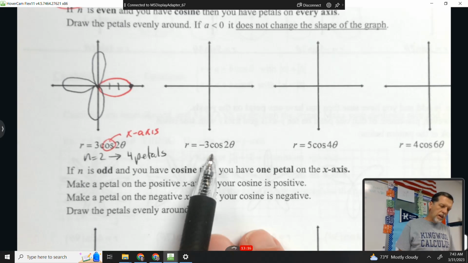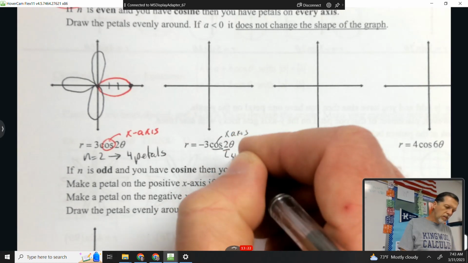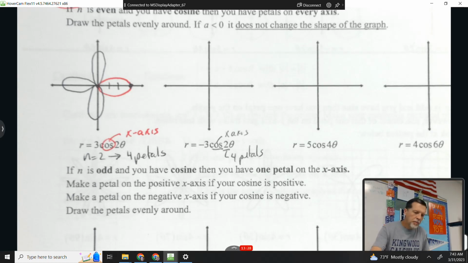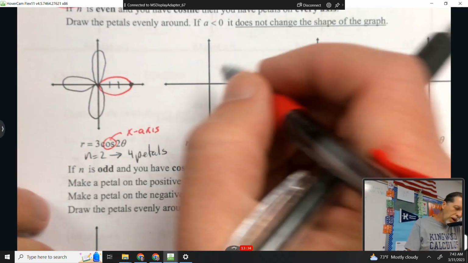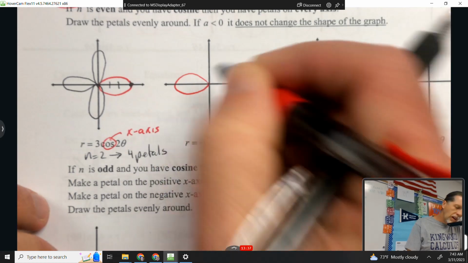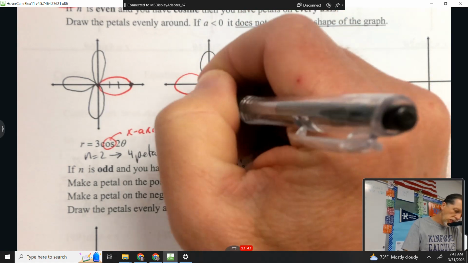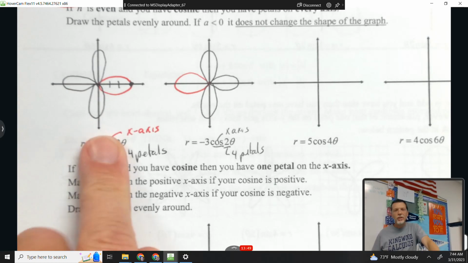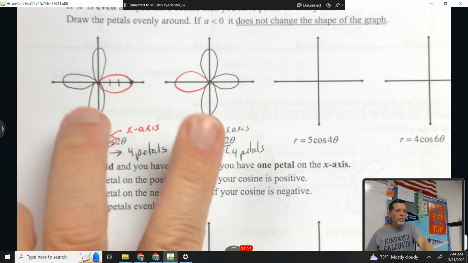Now, the next one, cosine, so we're on the x-axis. 2 theta, so 4 petals. The negative flips it over the x-axis, so you could say this red petal really becomes this petal over here. And then you fill in the rest. And it's the same picture as this one. If you graphed it in the calculator and watch carefully how the calculator traces it out, the trace would look different because of the negative, but at the end of the graph, they would look the same.